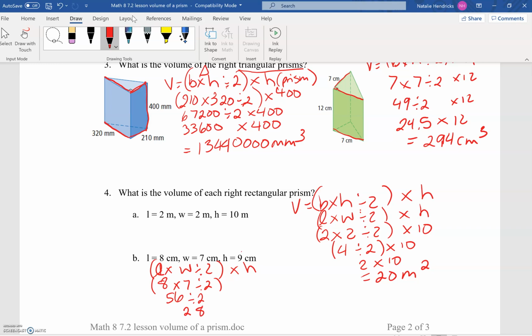Now our height is 9, so times 9, and I'm just going to write it over here so you can see it better. And 28 times 9, I got 252 centimeters cubed. Oh, right, this is cubed. Thank you. I'm sure one of you said that and told me, but I can't hear you.